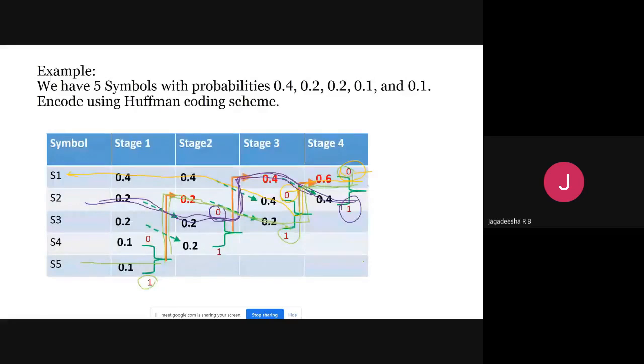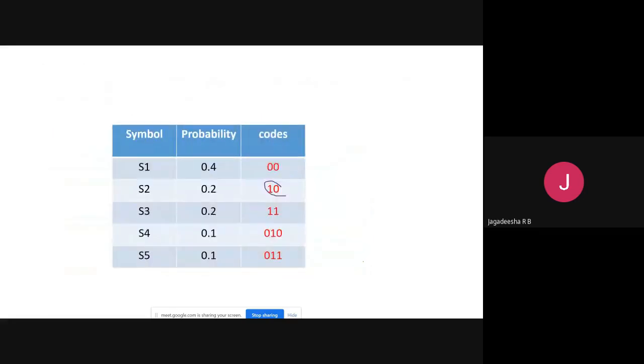Okay, I think you have understood these steps. So S1 is, please note this, I mean this step, I will use my pointer again. And yes, S1 is represented as 0, 0, S2 is 1, 0, S3, 1, 1, and S5, 0, 1, 1. So here, in this case, did you notice something? Or what is the conclusion here? So the probability which is highest is represented with the low number of bits. Probability which is lowest is represented by more number of bits.